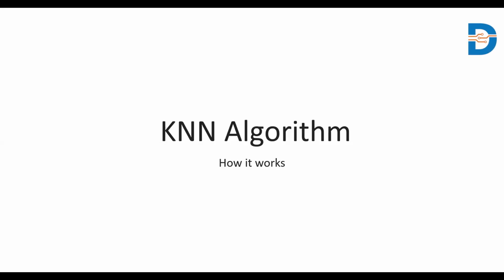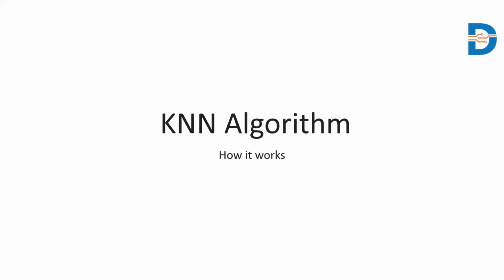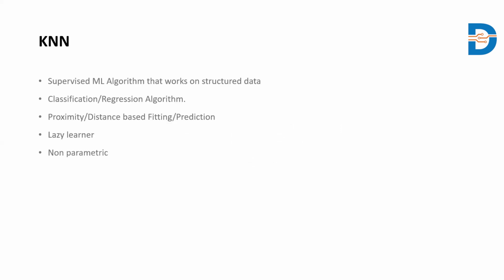Good morning. So let us discuss KNN algorithm. KNN stands for K nearest neighbors. Today let us see how it works. KNN algorithm is a supervised machine learning algorithm that works on structured data. It can be used both as a classification as well as regression algorithm.